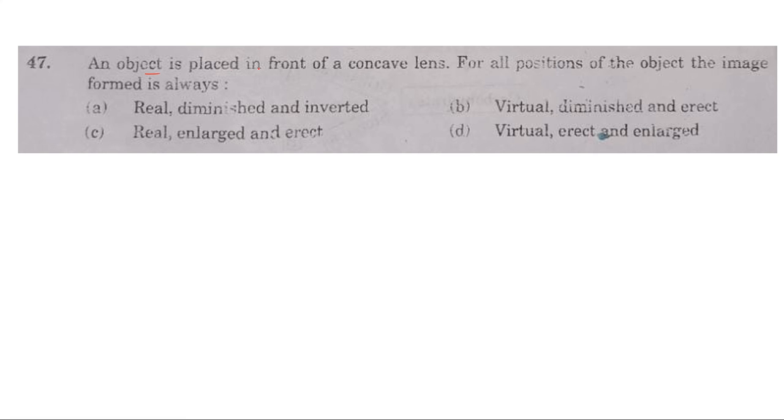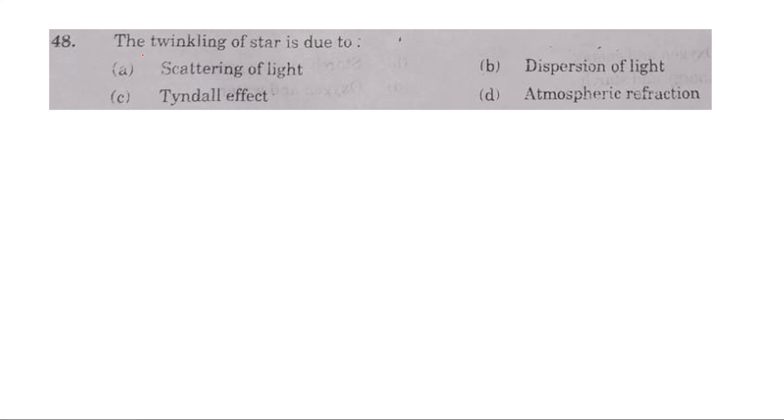An object is placed in front of a concave lens. For all positions of the object, the image formed is always virtual, diminished and erect. Option B is the correct answer. The twinkling of a star is due to atmospheric refraction. The fourth option is the correct answer.